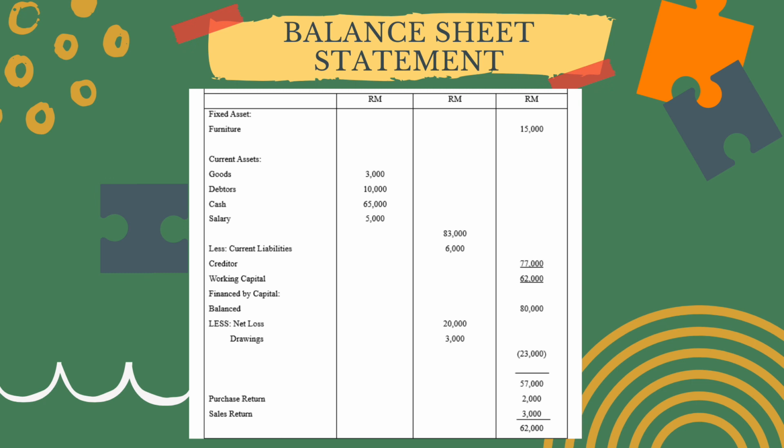So, the sum total for current asset is 63,000 ringgit. Next, for current liabilities, creditors total 6,000 ringgit. The result for working capital is 77,000 ringgit, which is total current asset minus current liability. Total of net loss is 23,000 ringgit, which is less. Last but not least, purchase return is 2,000 ringgit and sales return is 3,000 ringgit. Total of them plus 57,000 ringgit is 62,000 ringgit.